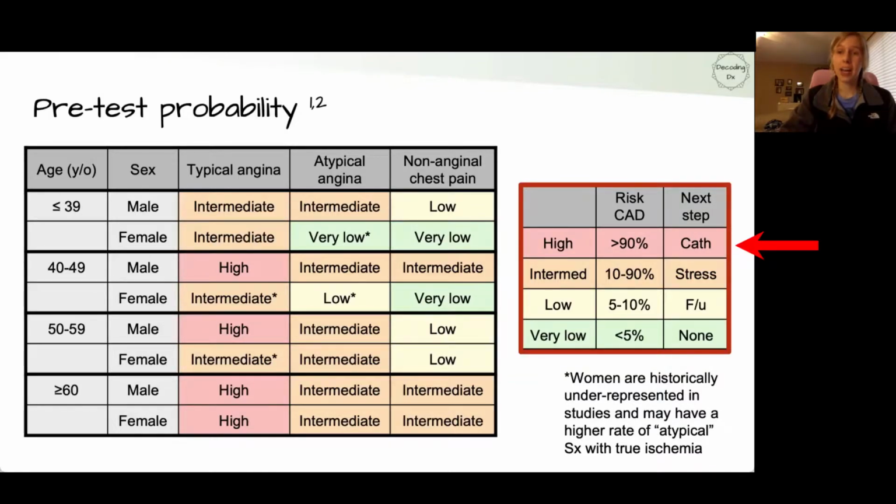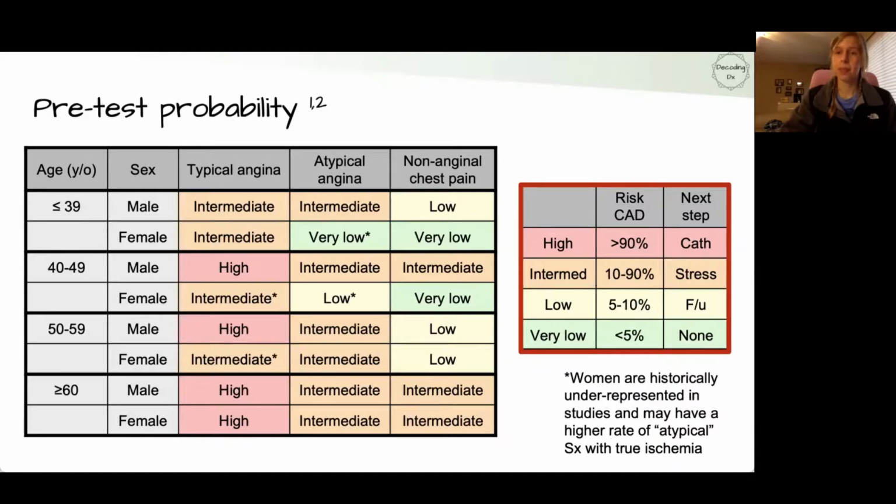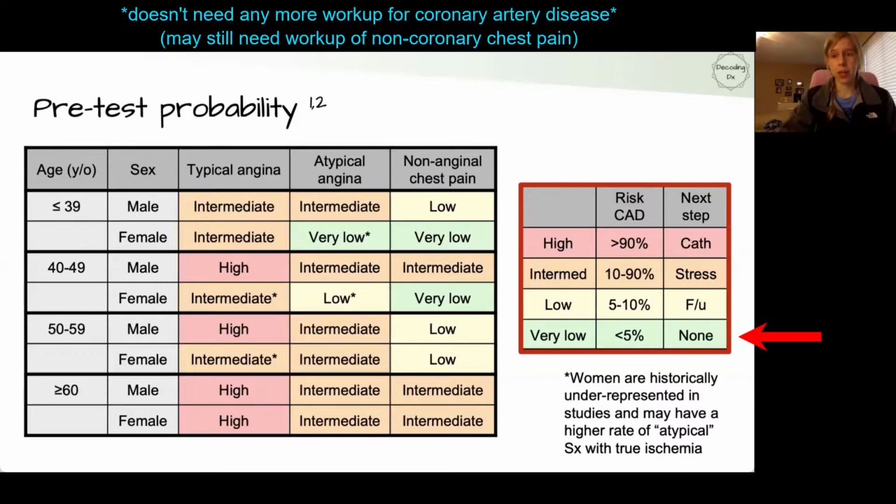For patients at high risk of CAD, you can automatically go to a heart cath procedure, where they inject dye to look at the arteries and see if there's any critical stenosis. Someone with an intermediate probability can undergo a stress test, which we'll talk about more in the following slides. Someone with a low probability can just do clinical follow-up to see if their chest pain resolves. And someone with a very low probability doesn't need any more workup.